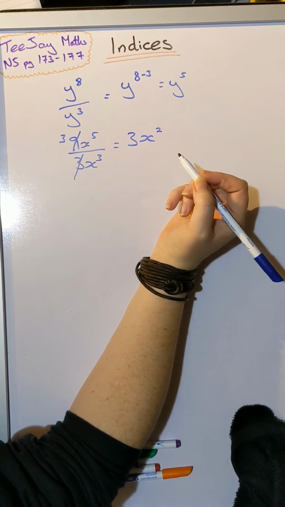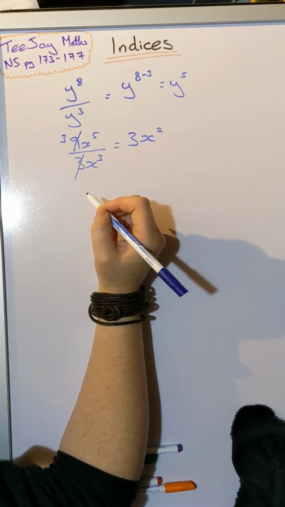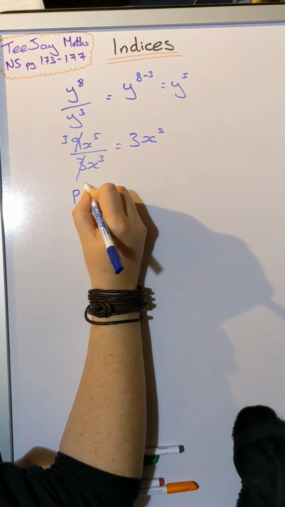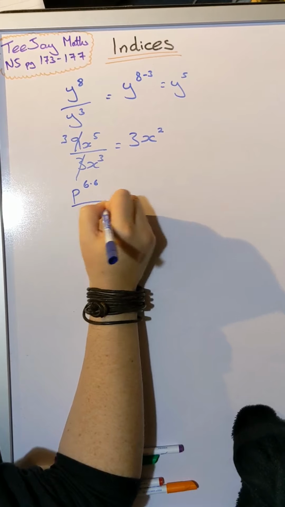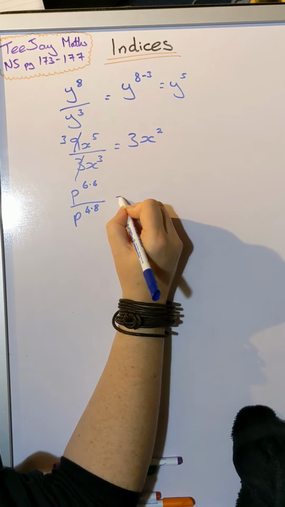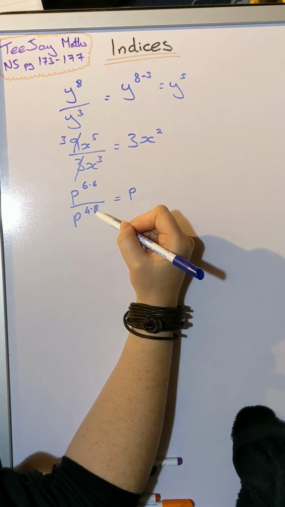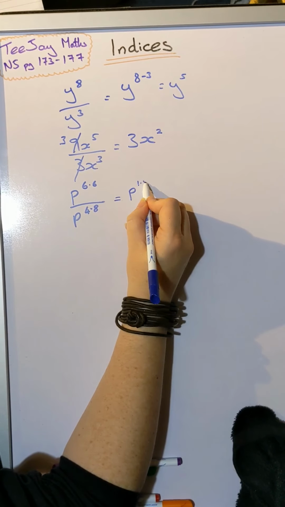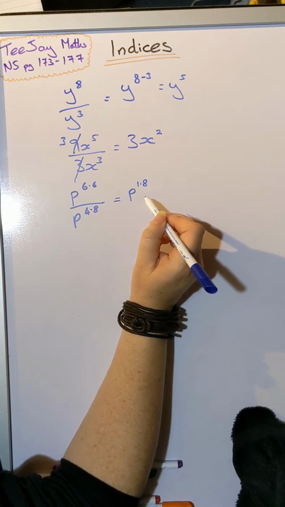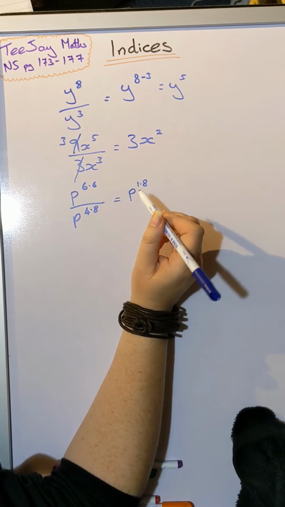The same actually happens if you have numbers that are decimal or fractional. So if I had p to the 6.6 over p to the 4.8, I would actually have p to the 6.6 minus 4.8, which is 1.8. This is a handy technique because there are other methods that you can use, but this is the fastest one to get the answer.